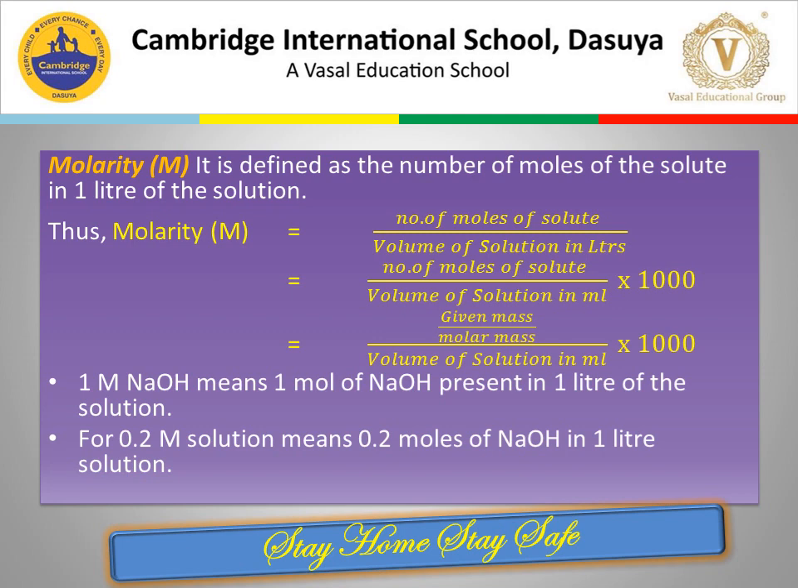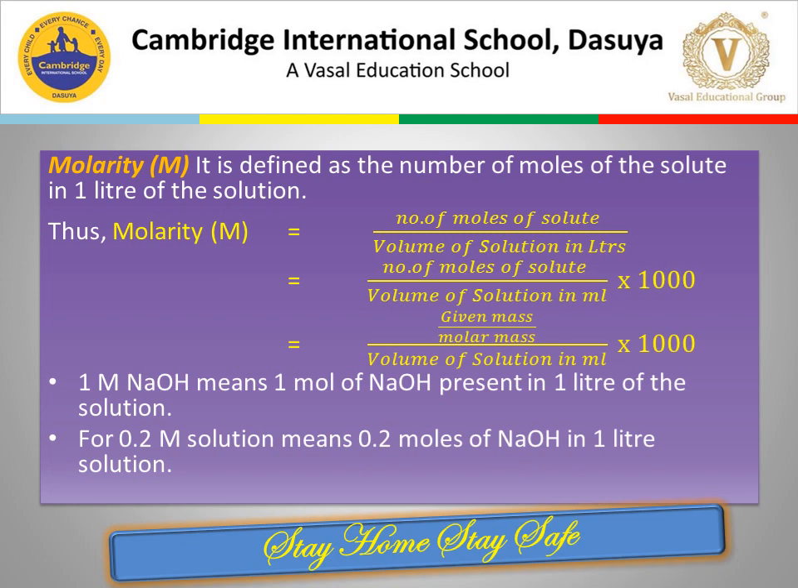And also at times the mass of the substance is given, and then we have to find out the molarity. In that case, in place of moles we'll write the formula as given mass upon molar mass. That will be your number of moles of solute upon the volume of solution in ml. If it is in ml, then multiply it by 1000, so we get the molarity.